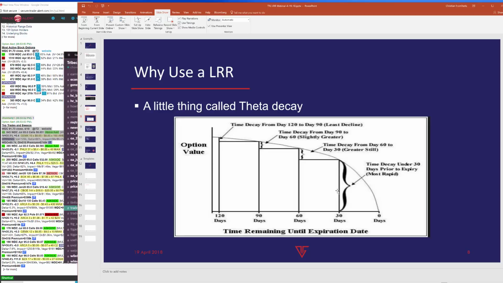Okay, so a couple questions. Does limited risk reversal only work for cheap premium? Can you use limited risk reversal on Amazon? Yes, you could use something like that for Amazon.